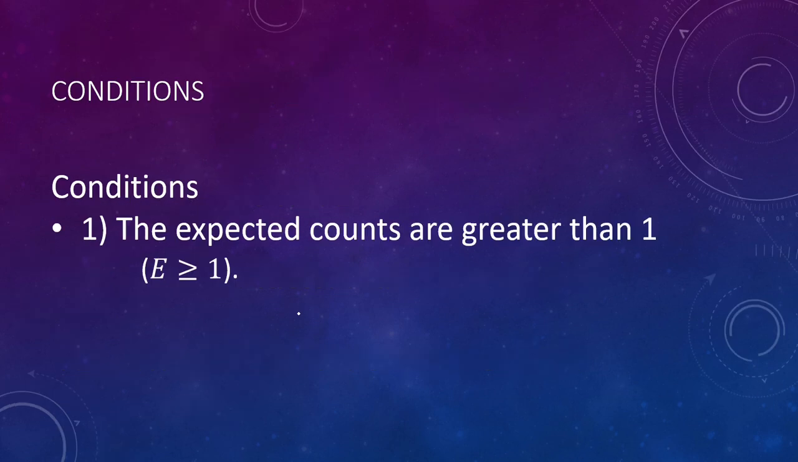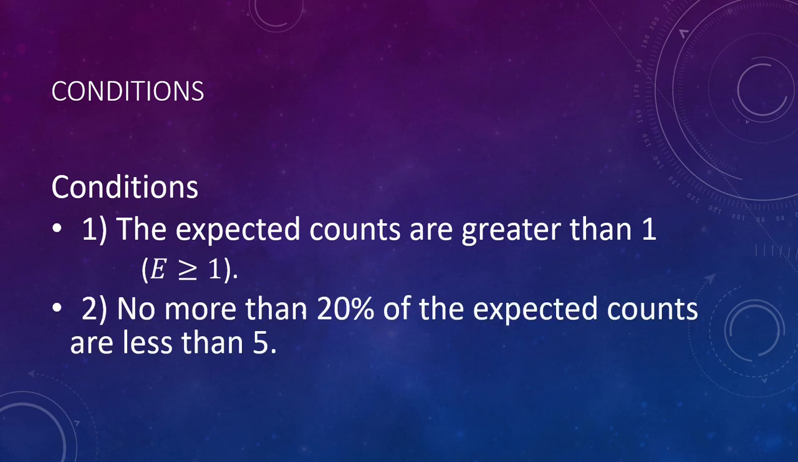We have two conditions. The first one is all of the expected counts have to be greater than 1. 2, no more than 20% of the expected counts are less than 5. If all of these conditions are met, we can start the problem.